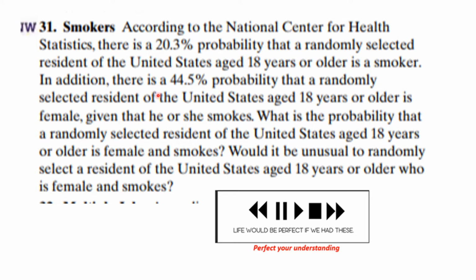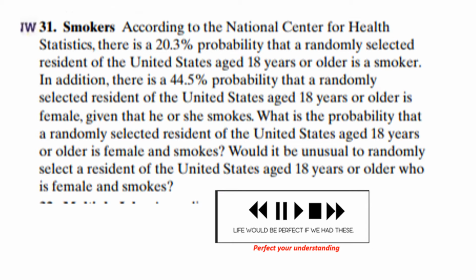Okay, here's another problem for you to do. According to the Center for Health Statistics, this is the probability that a randomly selected resident of the United States 18 years or older is a smoker, and there's a 44.5% probability that a randomly selected resident of the United States aged 18 or older is female given that he or she smokes. What's the probability that a randomly selected resident of the United States aged 18 or older is female and smokes? And would that be unusual? You know what to do.